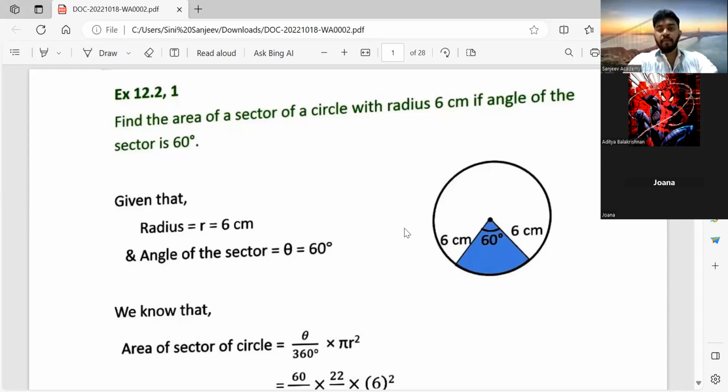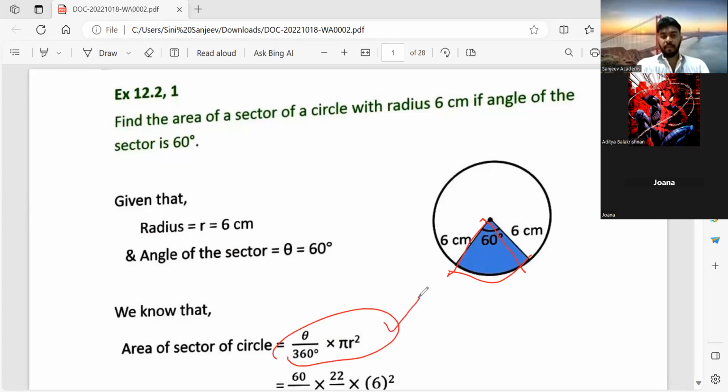Let me just draw it for you. This one, the angle is subtended by this part. How to find the area of the sector of the circle? There is a simple formula: theta by 360 into pi r square.